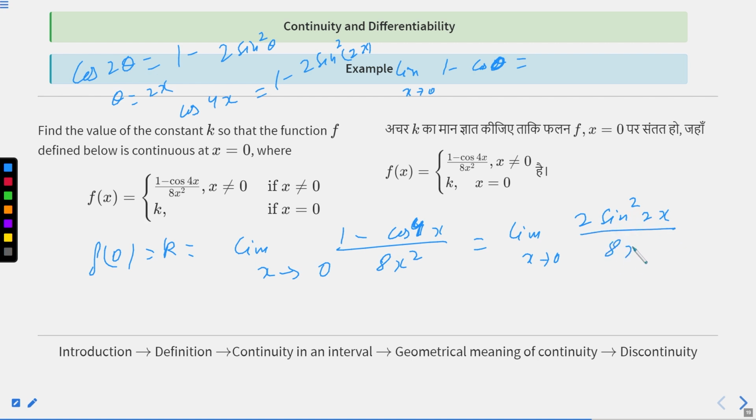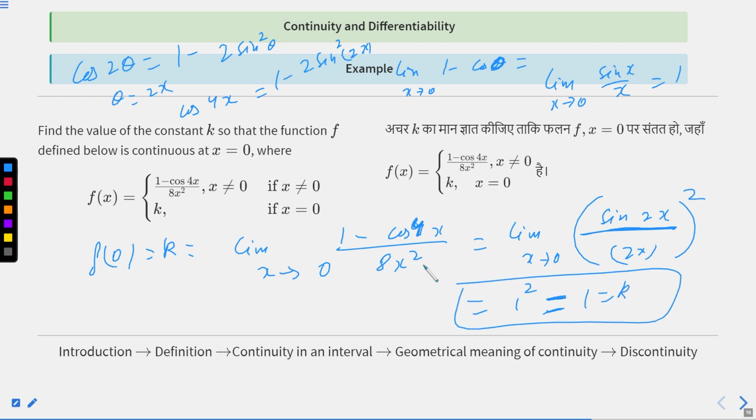And in the denominator we have this, so this will get cancelled. You will have 4 times x square, and this will be 2x whole square. And you know that the limit of sine x divided by x, as x tends to 0, is 1. So this means 1 square. We are just using limit properties, and this is nothing but 1 square, which is 1. So this means k must be 1.